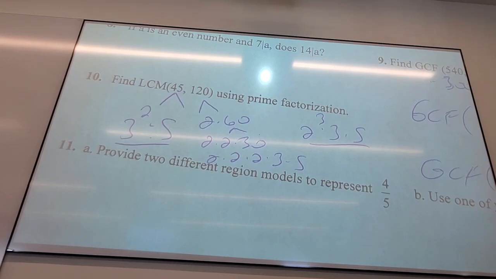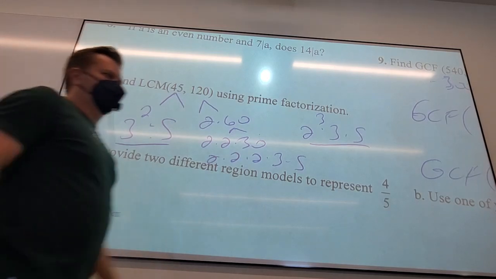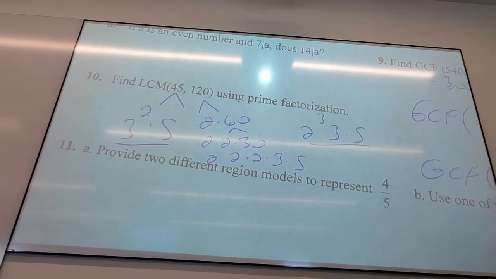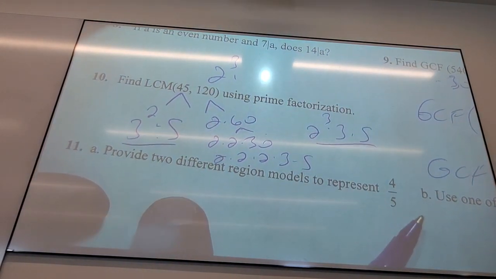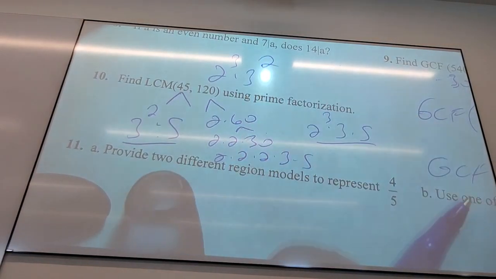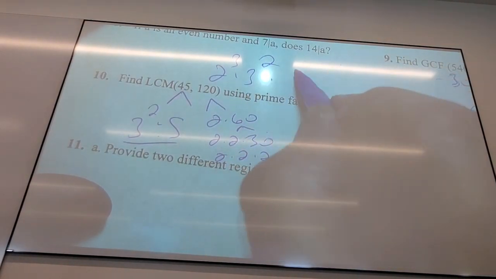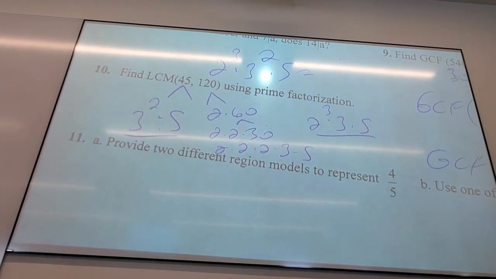So what's the highest power on the 2? Cubed. Highest power of the 3. Squared. Highest power of the 5. And then you just multiply that stuff together.